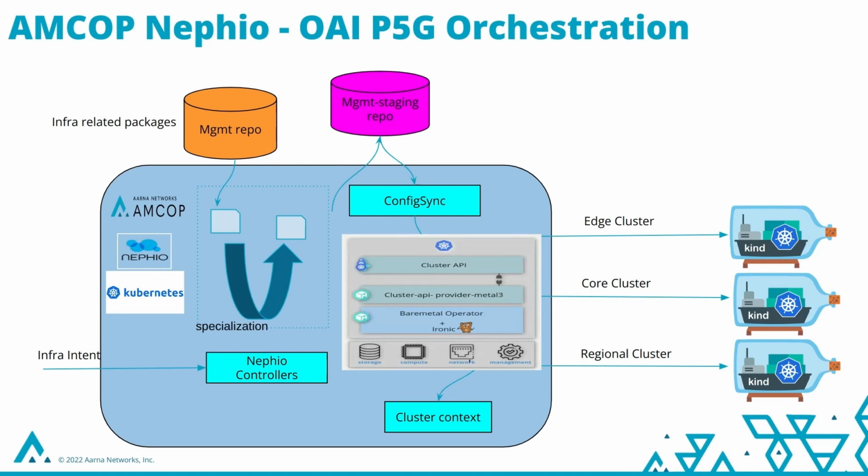And this is the demo architecture that we are demonstrating today. The box here, you see the AMCOP plus Nephio, which is deployed on the central cloud, and we have three kind clusters created for the edge, core, and regional clusters. So using Nephio/AMCOP, we orchestrate the OAI private 5G core and RAN to these target clusters.